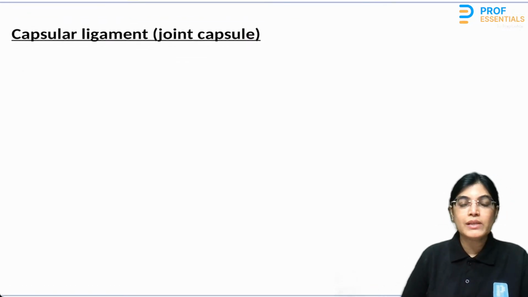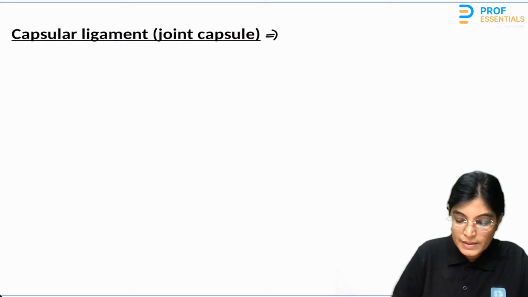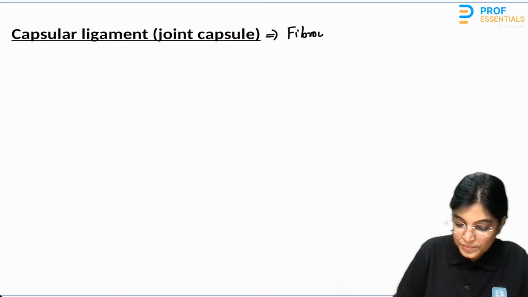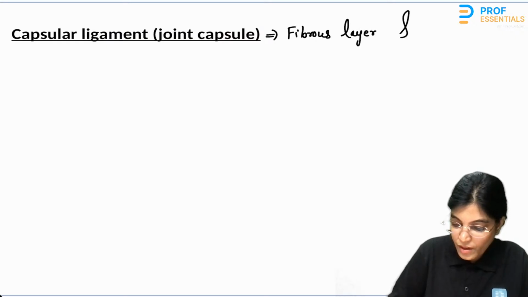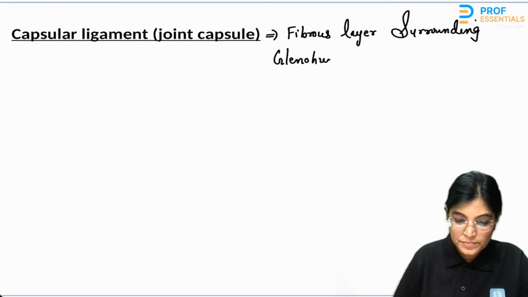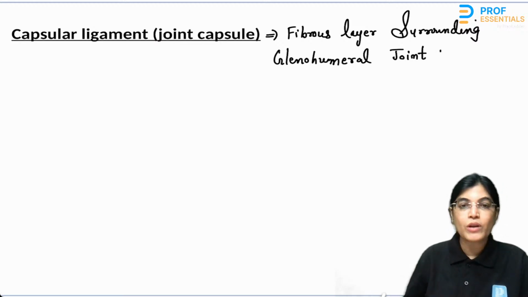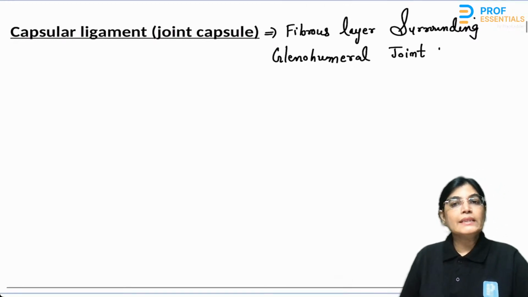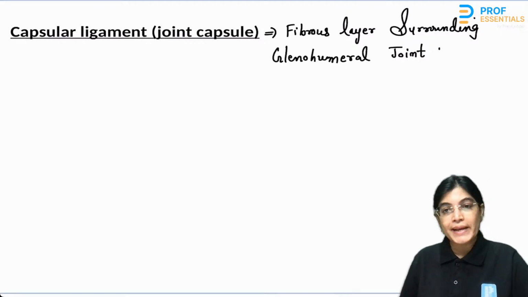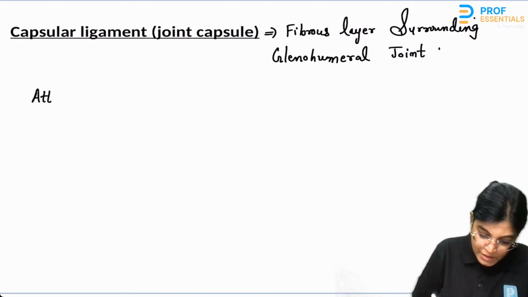So what is the joint capsule? It is the thin fibrous layer which is surrounding the glenohumeral joint. So the important point is, it is a fibrous layer surrounding the glenohumeral joint. Okay, now coming to its important points and attachment. It is important, and in the viva examination also, many times your examiner will ask about the fibrous capsule attachment. So let's talk about attachments.